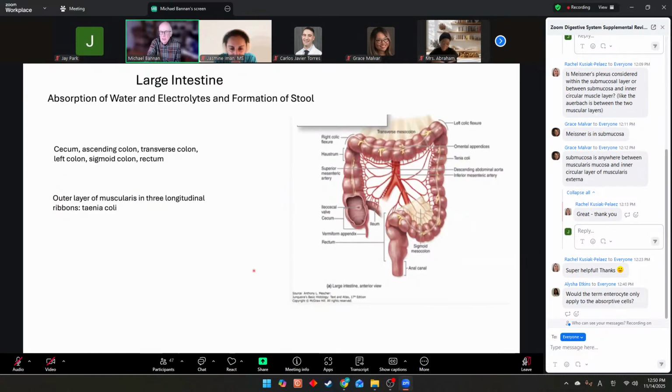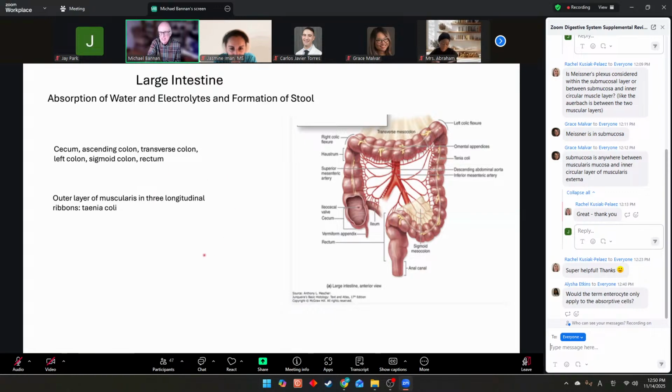Moving on, the large intestine. Now, we talked about the main function of the small intestine being terminal digestion and nutrient absorption. The main function of the large intestine is absorption of water and electrolytes and formation of stool. The large intestine has several segments, from proximal to distal, cecum, ascending colon, transverse colon, left colon, sigmoid, and rectum.